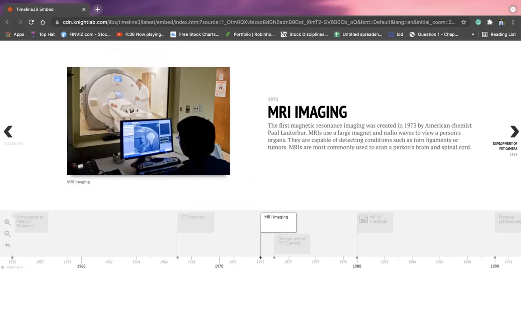And the next, in 1973, we have MRI imaging. And this was created by an American chemist, Paul Lauterbur. And then these use a large magnet and radio waves to view a person's organs. They're most commonly used in like sports, if a player has like a torn ACL, MCL, ligament, or something like that, and they're most commonly used to scan a person's brain and spinal cord. But they can also detect torn ligaments or tumors, as mentioned before.